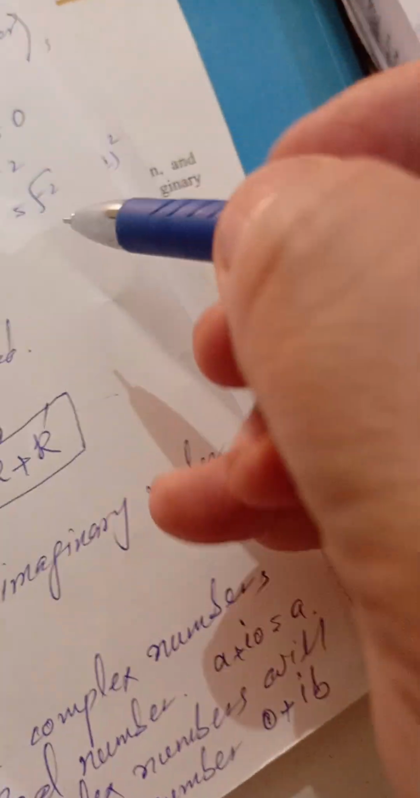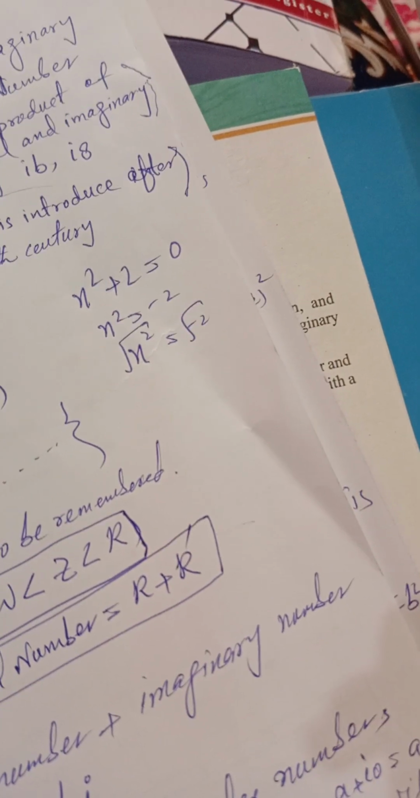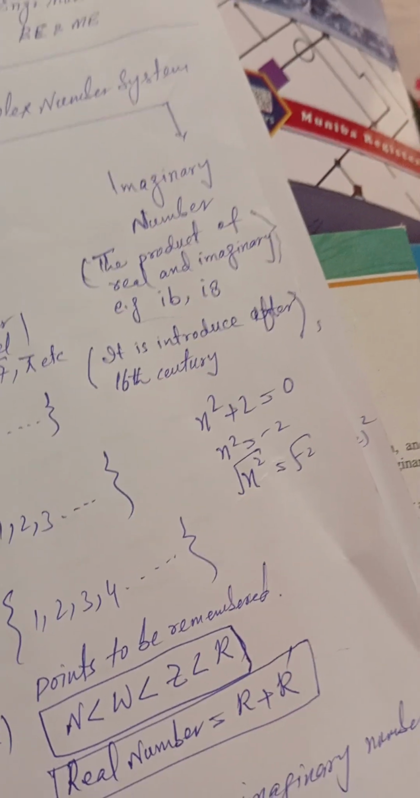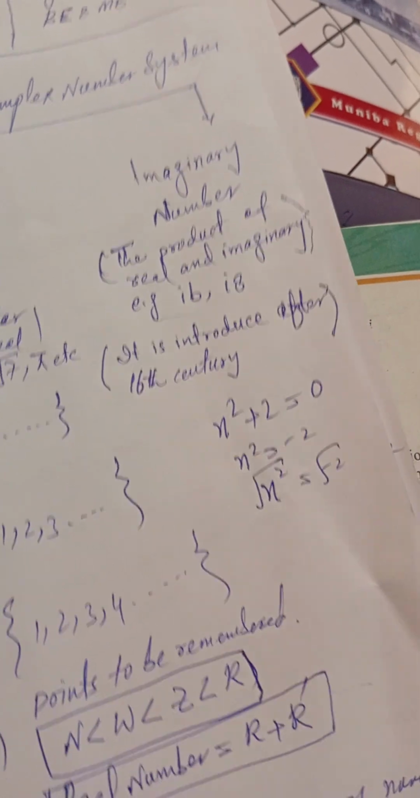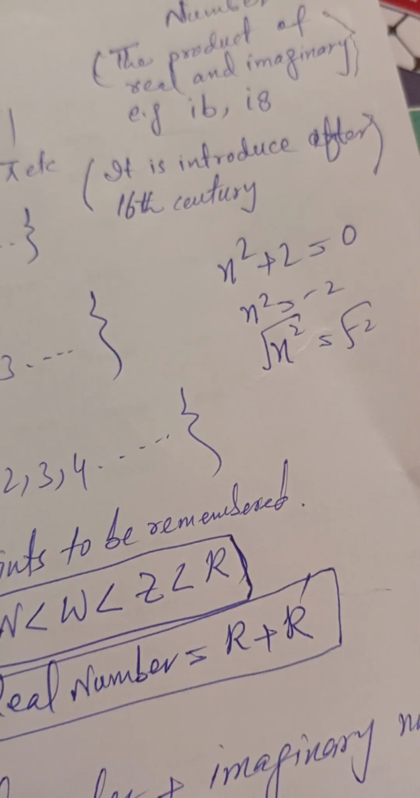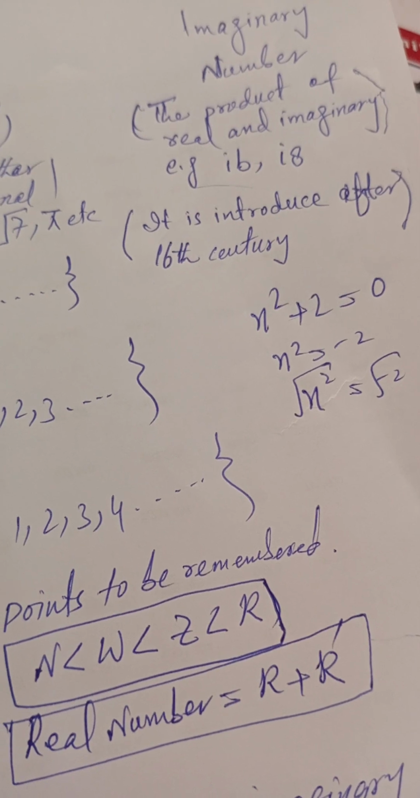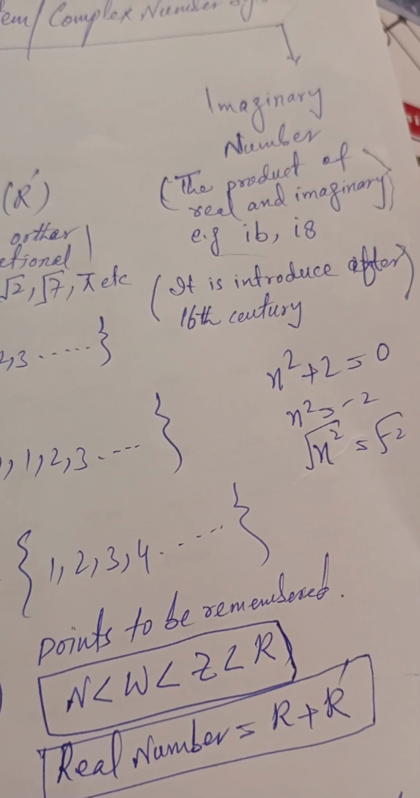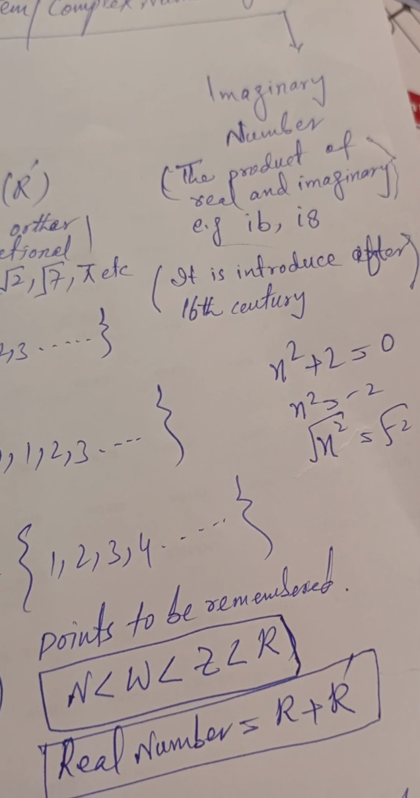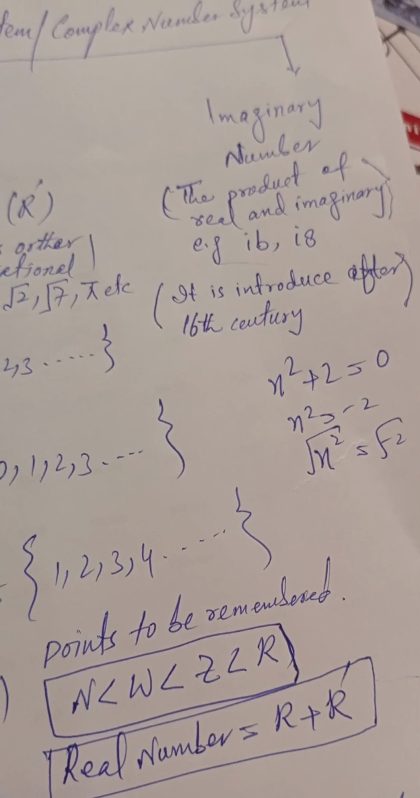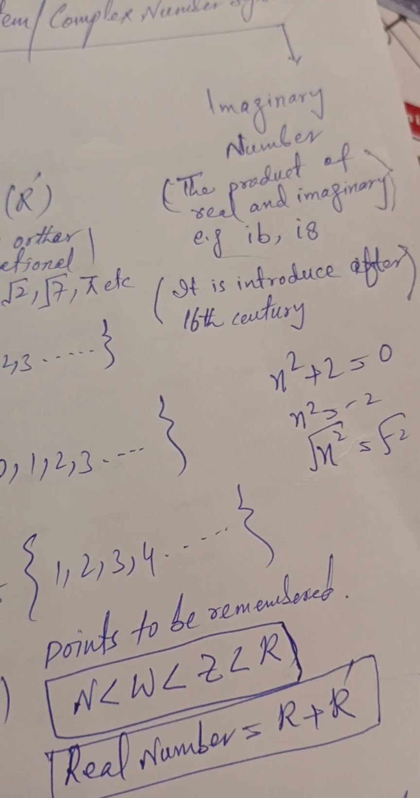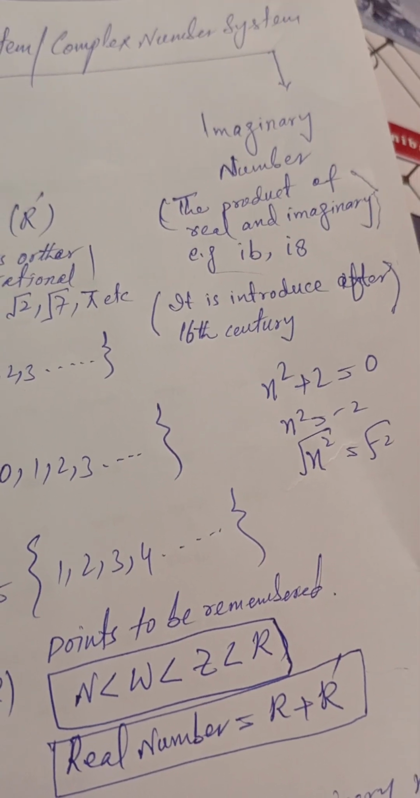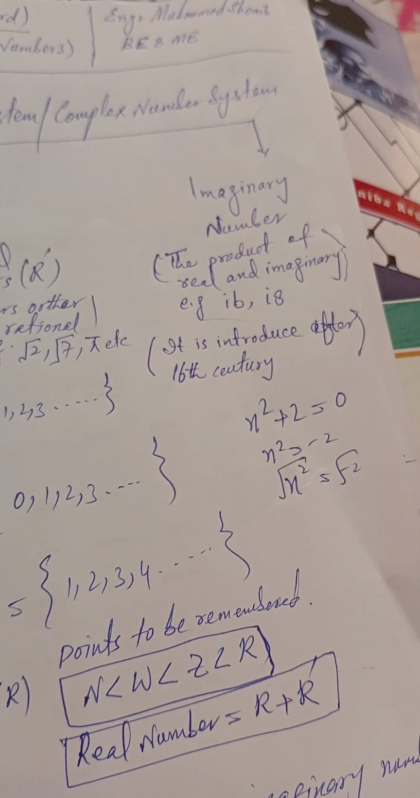This was not possible. So the new thing, iota, was introduced after the 16th century, and it was the combination of imaginary numbers, which is actually the product of real and imaginary, that is iota b. Here b is the real number, iota is the imaginary number, and the product of both is called the imaginary number. So after the 16th century, the imaginary number was introduced.